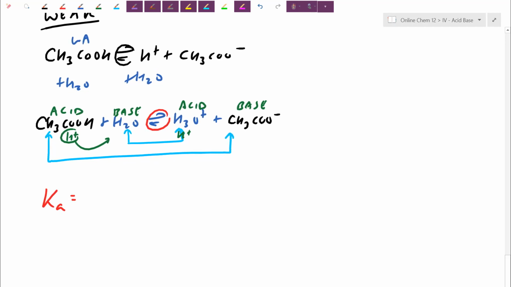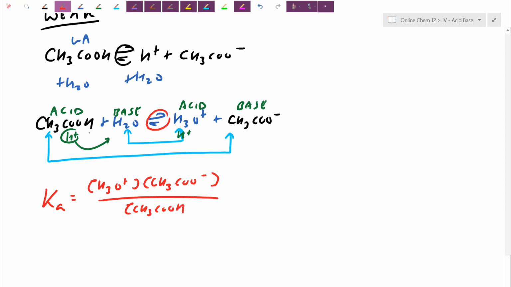So the Ka is supposed to be products over reactants. My products in this case are H3O plus, multiplied by our CH3COO minus, divided by our acetic acid all at once. Looking at the states here, these ones are aqueous, so definitely include them. Why don't I put the water in? Water, we don't think of it as dissolved in itself. That one is a liquid.